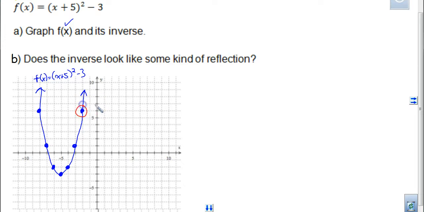So if I start with this point right here, the coordinates of that point, it's 2 to the left, so -2, and then up 6, so the coordinates are (-2, 6). In the inverse, it will be those same two numbers, but swapped. So (6, -2). So I can now plot that point. So this point is the reflection or the inverse of that point right there.